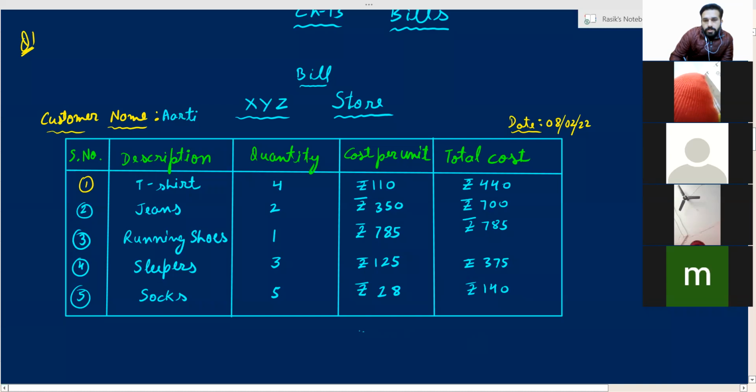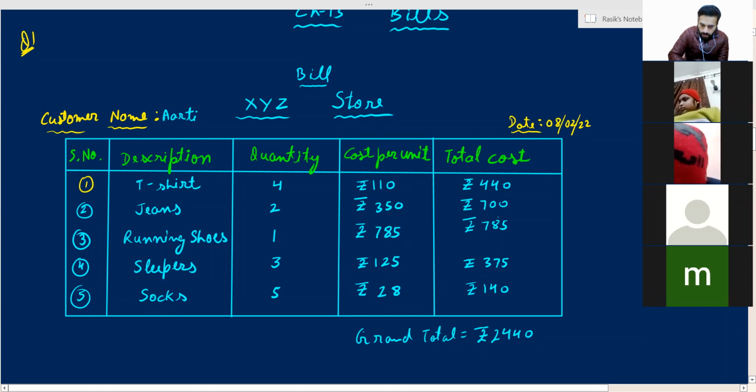Right? So in the end, grand total is equal to rupees 2,440, the sum of the total cost of all the items. So grand total 2,440. Iram, sir, please wait a minute. Iram beta, please check the grand total. It is 2,440. You have written 440 only. Yes, sir, I have written 2,440. Okay. Correct.